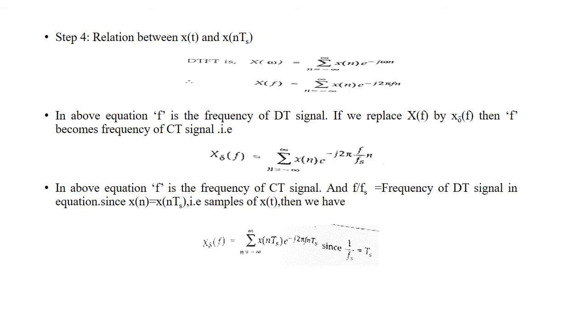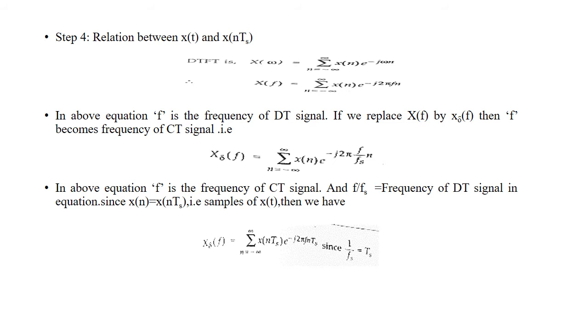So that is X(f) = summation n = -∞ to ∞ of x(n) e^(-j2πfn). So in the above equation, f is the frequency of the discrete time signal. Here we are replacing X(f) by X_δ(f), and f becomes the frequency of the continuous time signal.